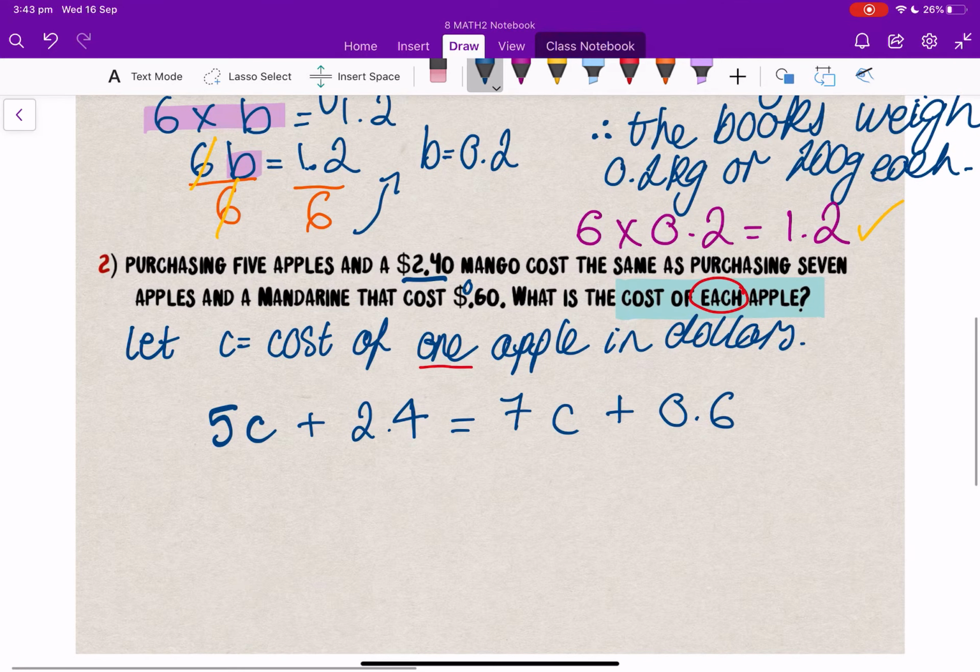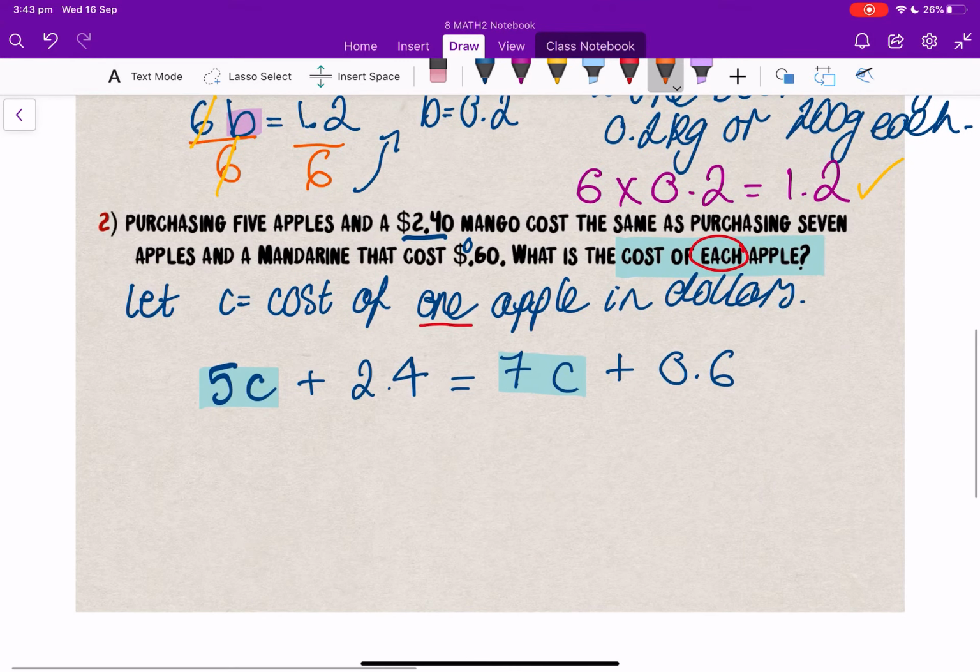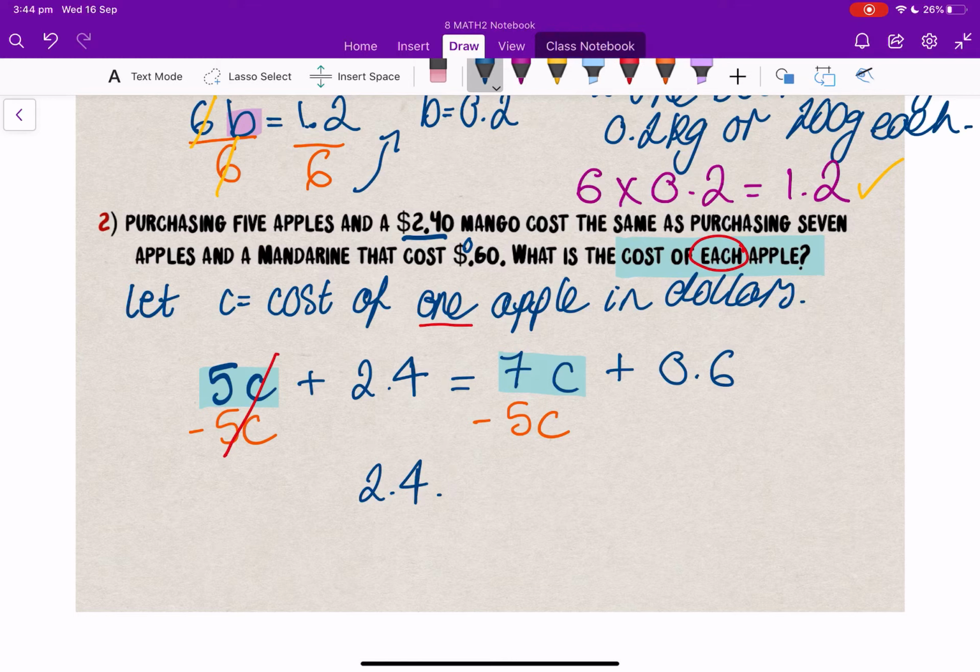Now we are going to solve our equation algebraically, and you might notice that there's pronumerals on both sides of our equation. We want to bring them together to solve the equation. So you look at the lower number, which is 5C, and you bring that to the other side. So we do the opposite operation to do that. So we take away 5C from both sides. That means on the left-hand side, you can cross that out. You're now left with 2.4 equals 2C plus 0.6. Okay, now we're getting somewhere.